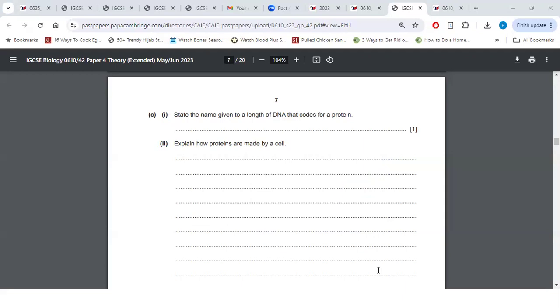Okay, let's take a look at another interesting question. Miss, was that a 6-mark question? It was for 5 marks. Okay.